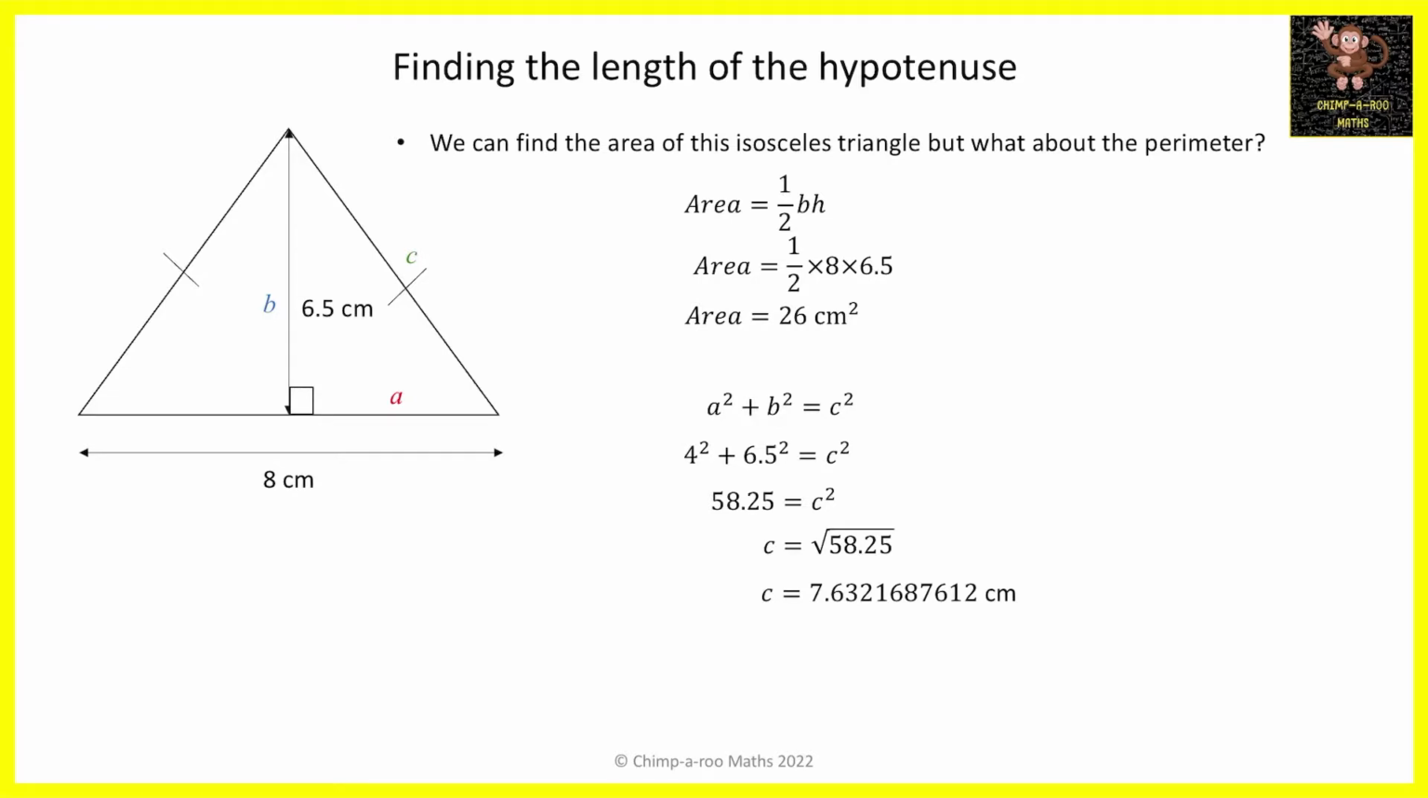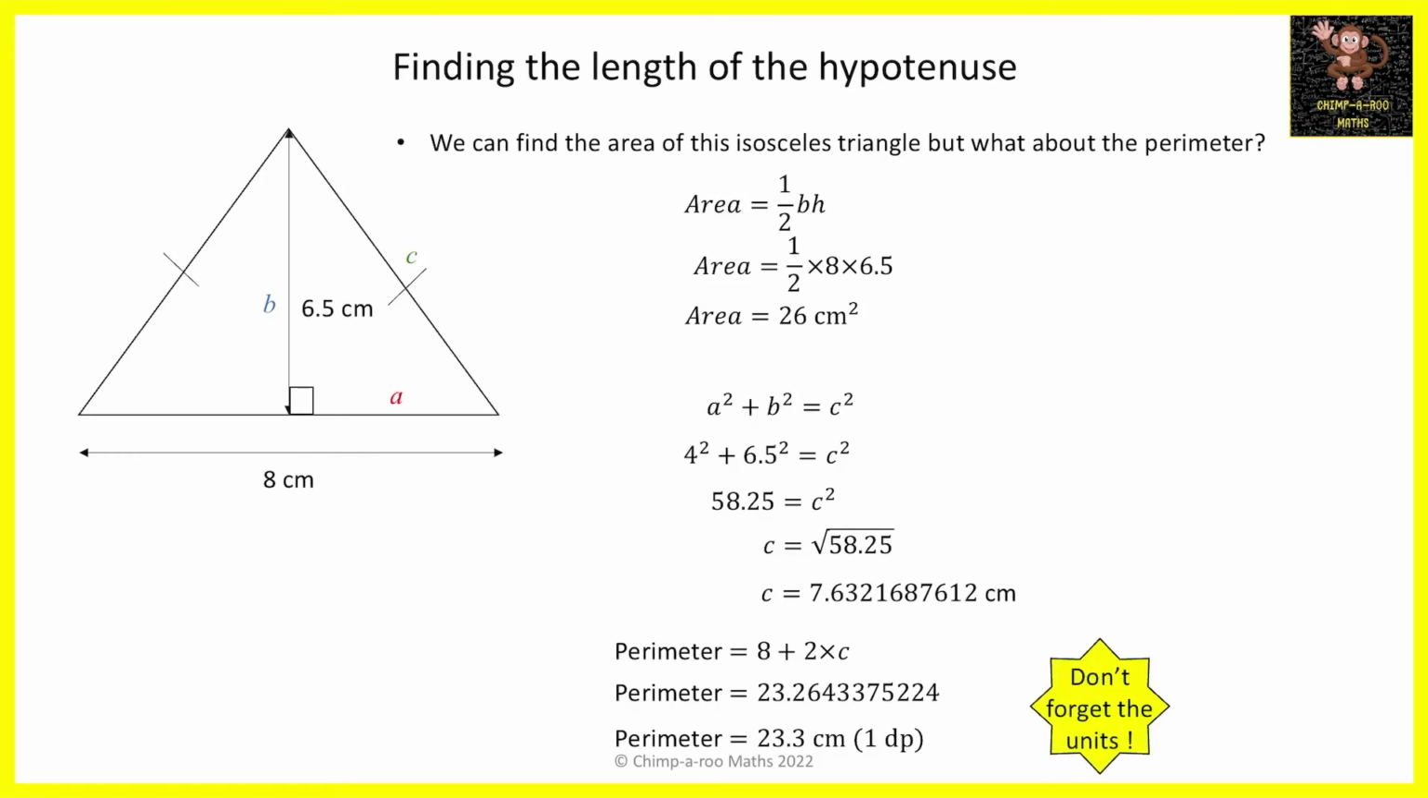We want the perimeter. Now the perimeter of that shape is going to be 8 centimetres for the base plus the two other sides, which are both 7.63 centimetres. So it's 8 plus 2 lots of the value of C, which will give us 23.26433752224, which now we can simplify and round to 1 decimal place, so 23.3 centimetres. And once again, do not forget your units.